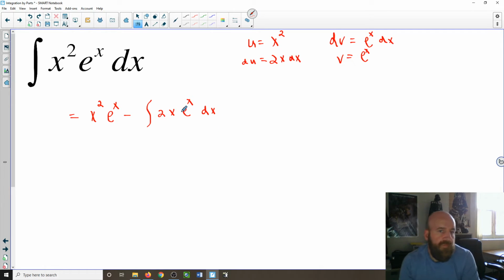So if we try to integrate this, the problem becomes we don't know how. So what we have to do is run through a second round of integration by parts. So in this case, we need to identify a u and a dv again. So our u, we're going to use 2x. And for our dv the second time, we are using e to the x dx again.